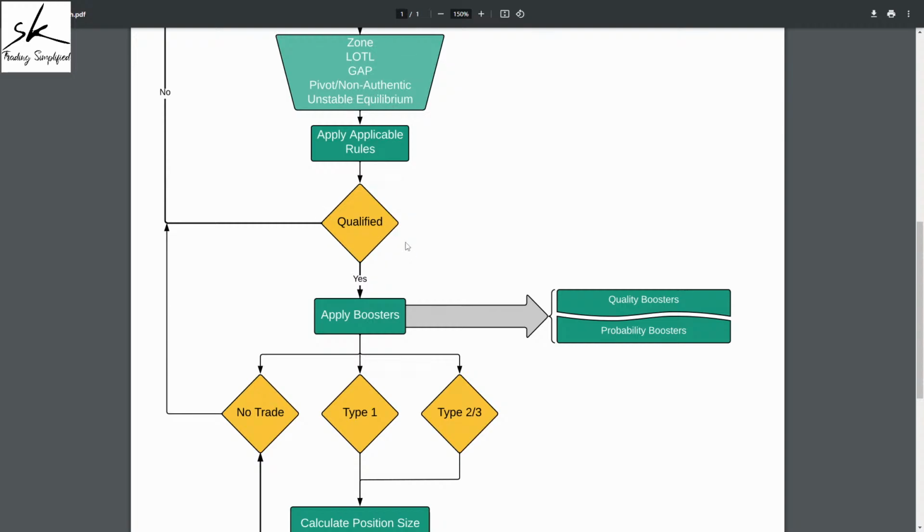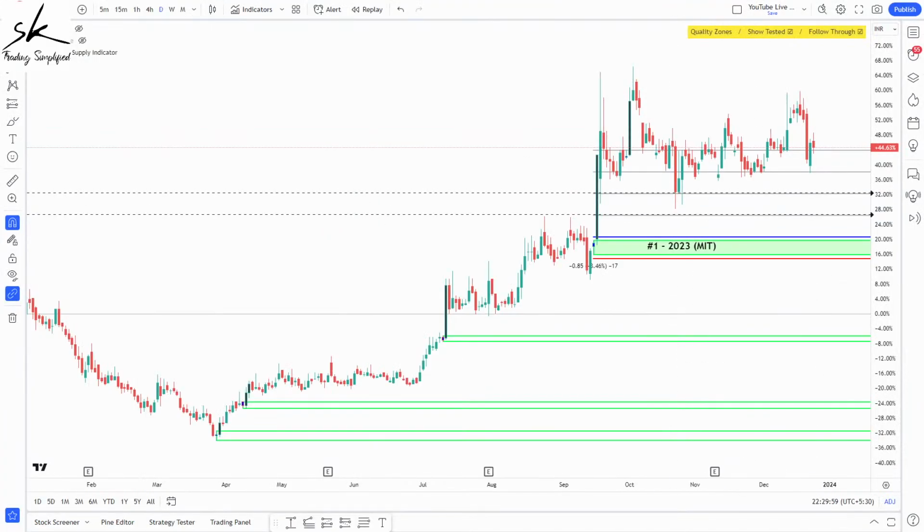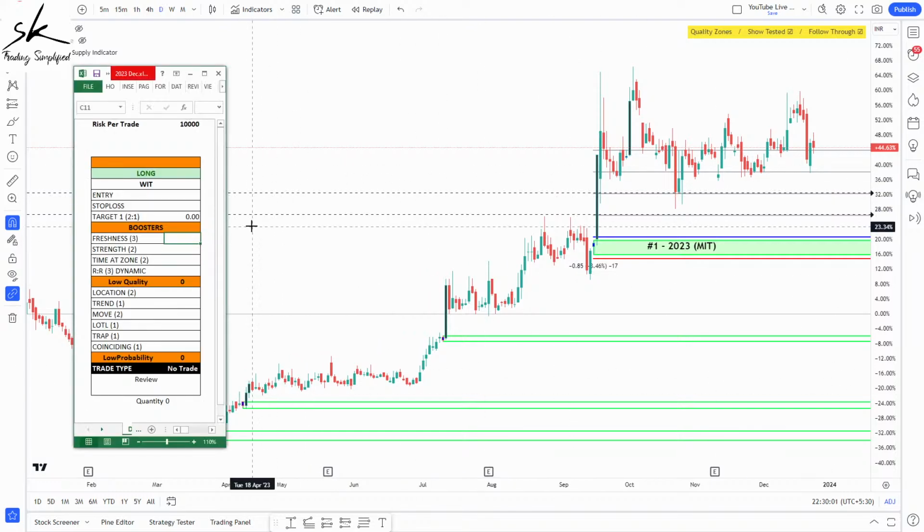Now that I know the zone is qualified, I can move to the next step, which is the booster scoring. So let's start with the booster scoring. All right, so if we start with the boosters, the very first one is freshness, and we can definitely see the zone is fresh.